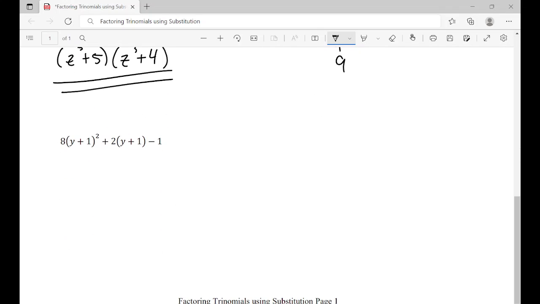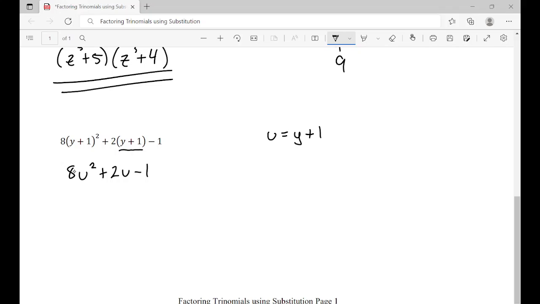Last, we have a really weird one: 8 times the quantity y plus 1 squared plus 2 times the quantity y plus 1 minus 1. So again, it's close to quadratic, but not quite. So I'm going to take our middle variable, and I use that loosely, it's just an expression. And we're going to say that u equals y plus 1. So we have 2 here. So we're going to say this is 8u squared plus 2, and there's 1 here, so 1u, and there's none here, so we'll just put a plus 1.